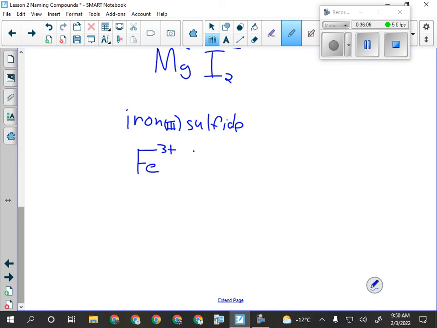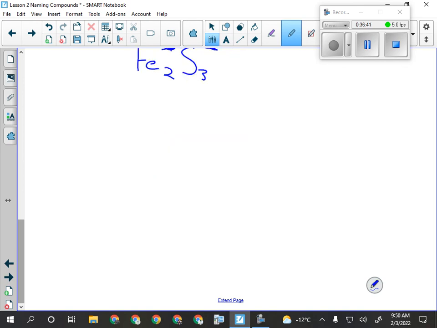Okay, symbol for sulfur, S. Charge on sulfur, -2. Drop, swap. Done. Okay. Am I right with that? Okay. How many people recognize that from before? Drop, swap. Okay. All right, what if I had this one?